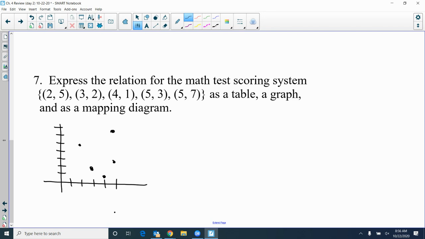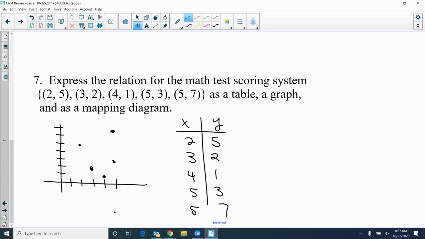All right, the X, Y table. Just list them in a table. X, Y. So that's going to be 2, just list the 2 and then the 5. And then just keep going right down the order. 3, 2, 4, 1, 5, 3, 5, 7. And then go ahead and do the mapping diagram.